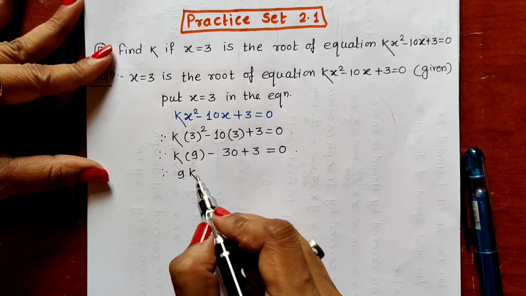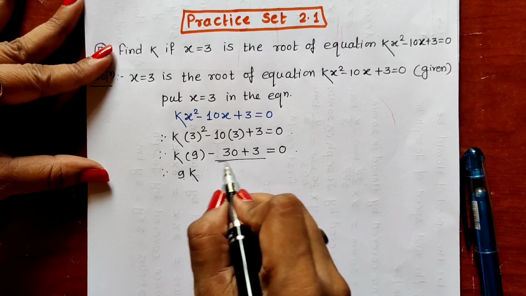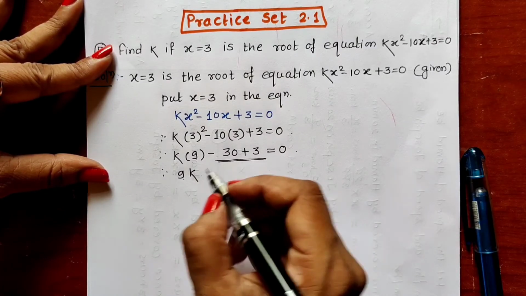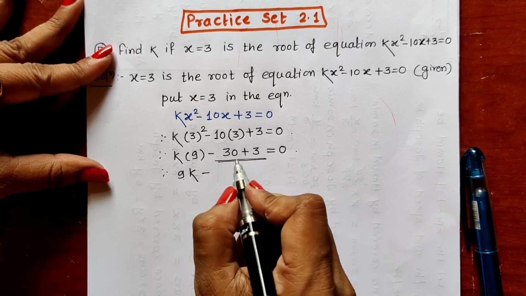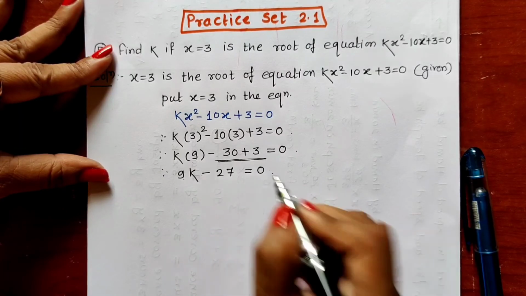So k into 9 means 9k plus 30 minus 3. Both are the constant terms, so they can be added or subtracted. Plus minus will become minus, sign of the bigger number, which is minus. 30 minus 3 is 27, we all know, is equal to 0.